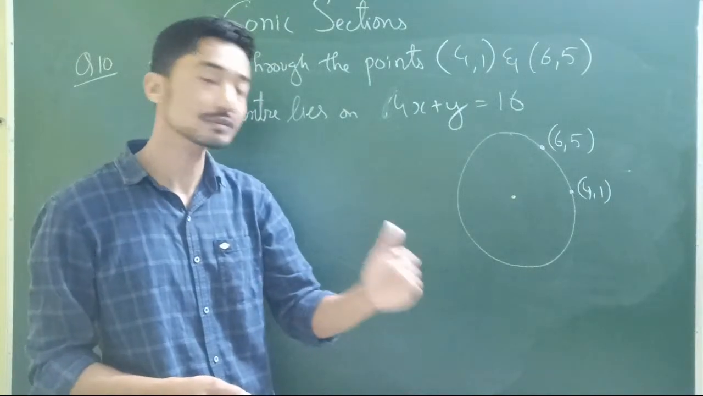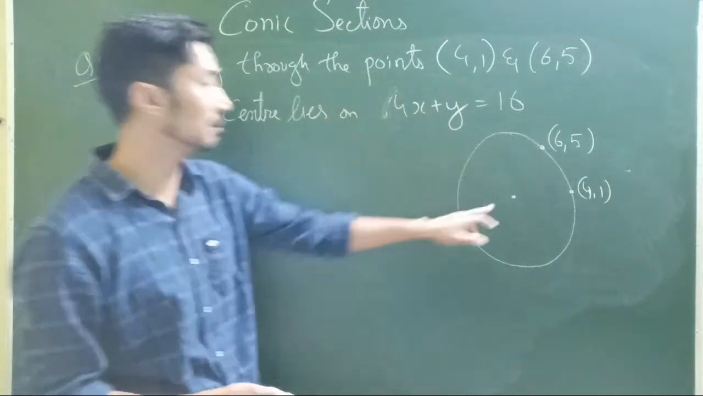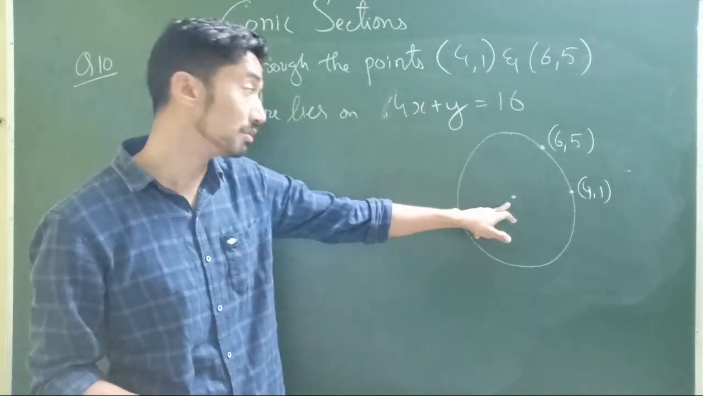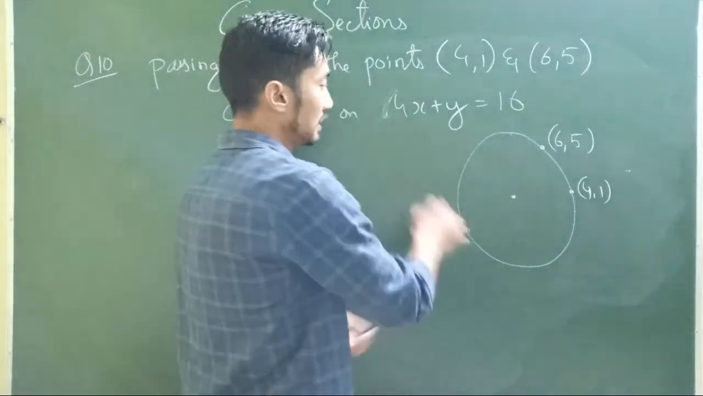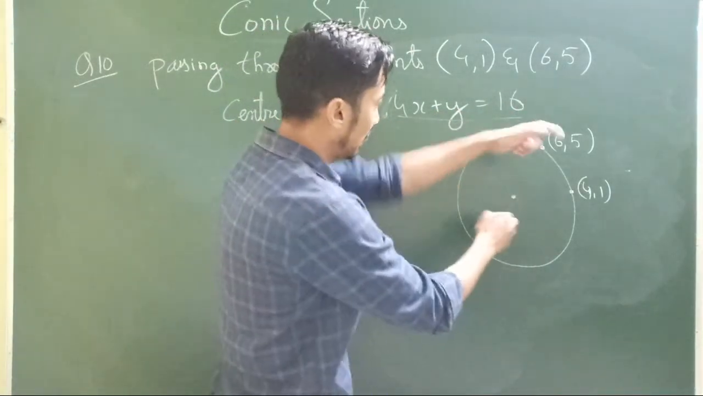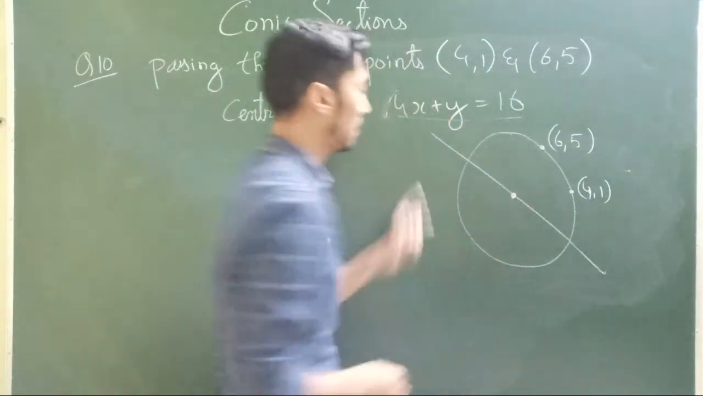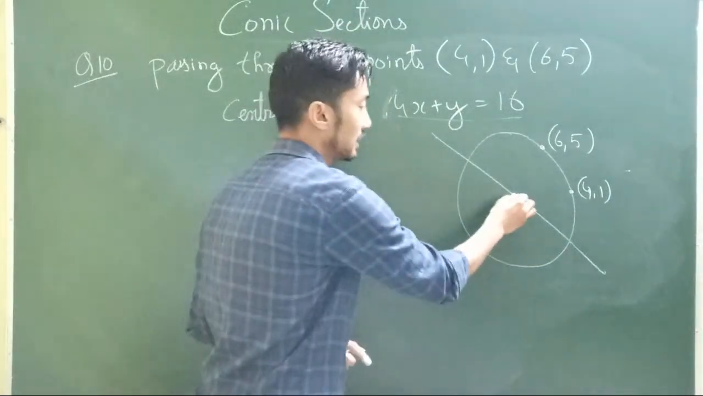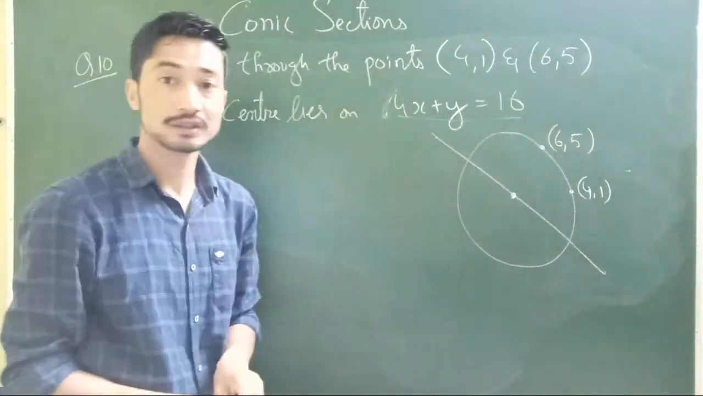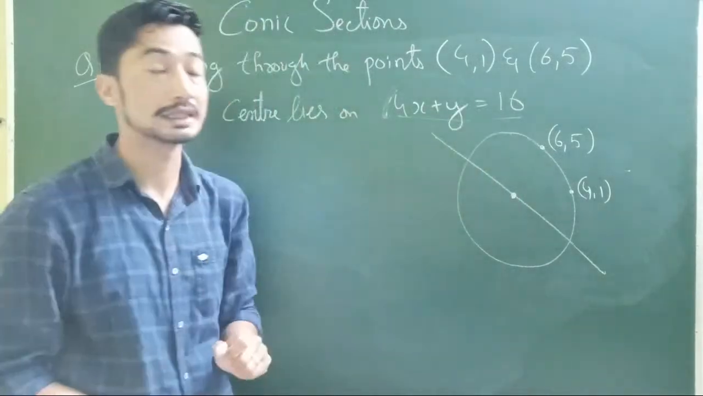And it also says that the center lies on this line. That means this is our center, which means that our center also lies on this given line. This line, maybe it's anywhere, so I'll just draw randomly. That means this line is passing through the center. That is why this center is lying on the line. That means the center that we derive should also satisfy the equation of this line.